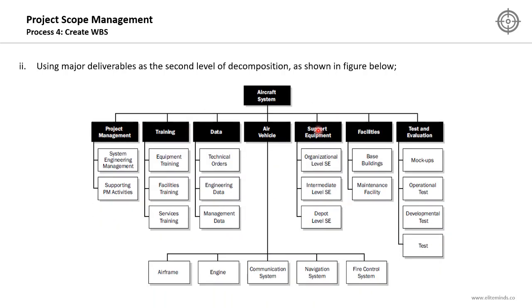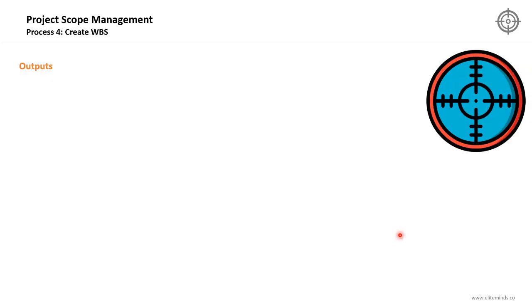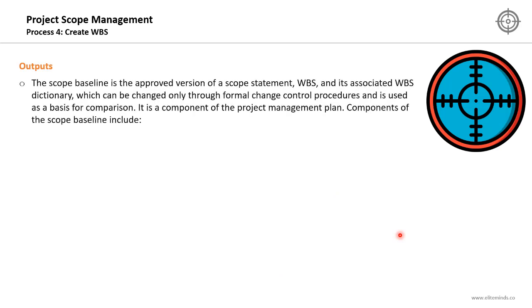Here we are using the major deliverables, like the training, air vehicle, and support equipment, and then breaking them down, and these are the work packages of the project. Now the key output of this process is the scope baseline. This is the first performance baseline, and it's very important. Developing the schedule and the budget baselines will rely on the scope baseline.